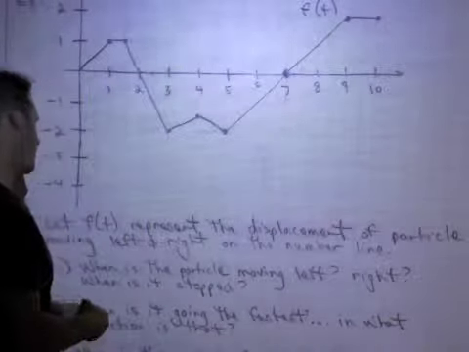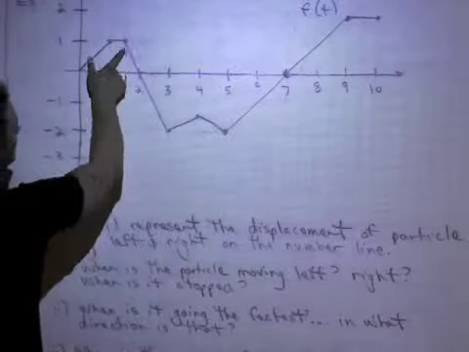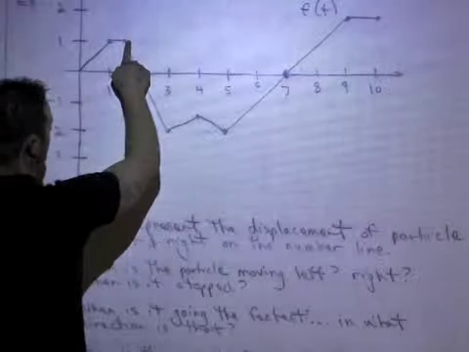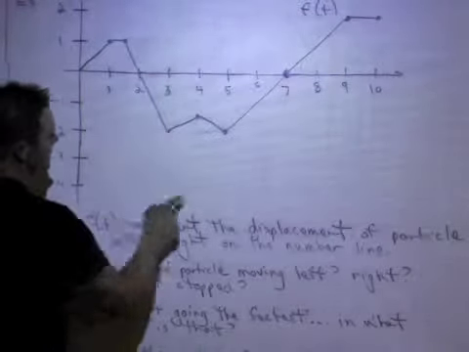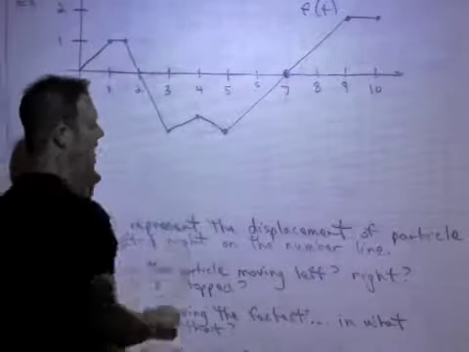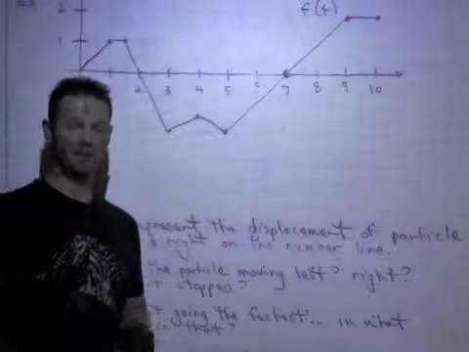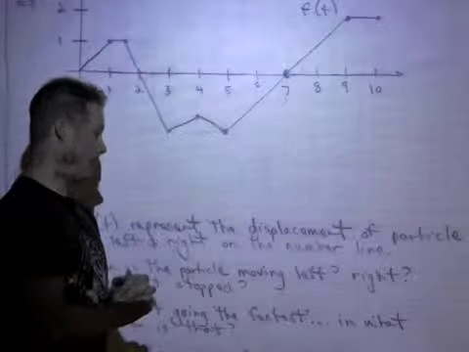So places where we would be moving left are right here, in this particular section. So that's between 1.5 and 3. In this particular section, between 4 and 5, we have a negative slope. And that's it. So those are the places where the particle would be moving left.